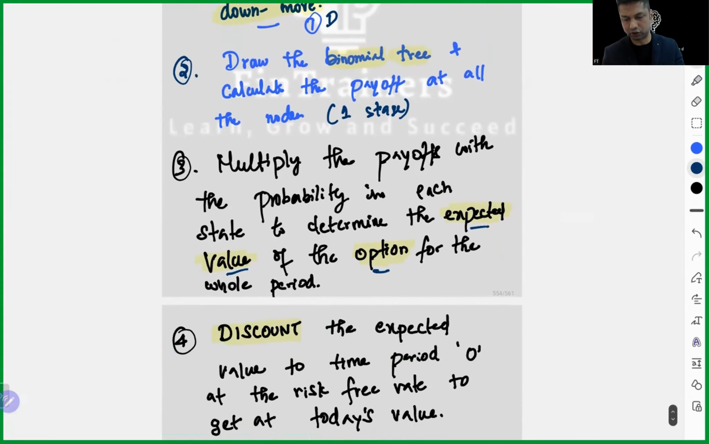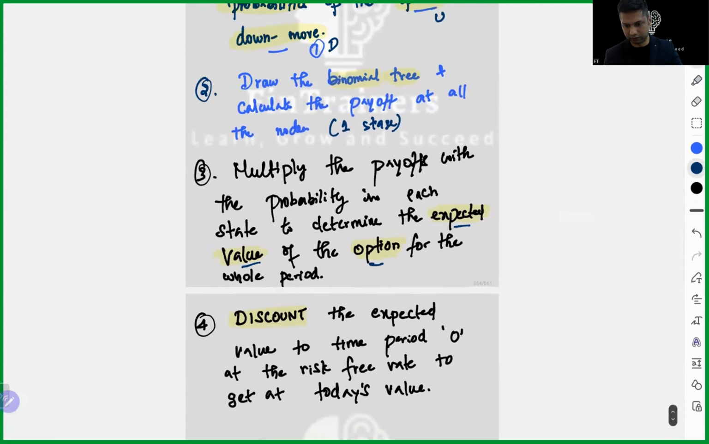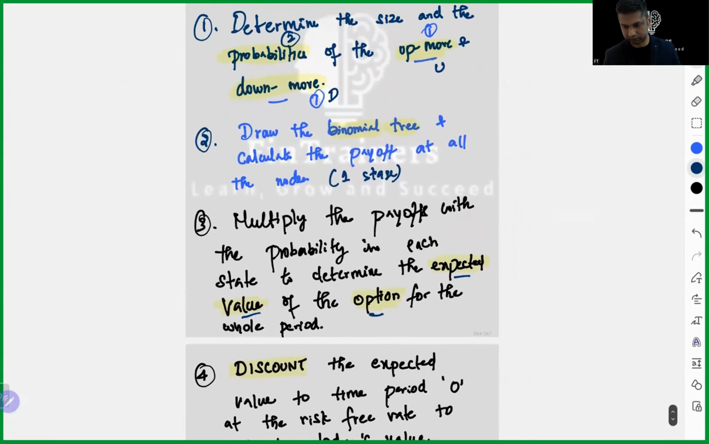Fourth step is to discount this expected value to time period 0 at the risk-free rate to get today's value. Please write down these 4 steps. Please write. The fourth step is just a simple discounting. Whatever you have calculated as the expected value at time period 1, because it's a one-stage model, you will bring it to time period 0. Discounting. Don't forget the discounting. Again, it's a simple mistake.